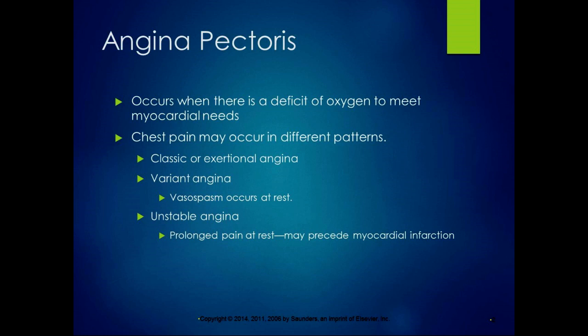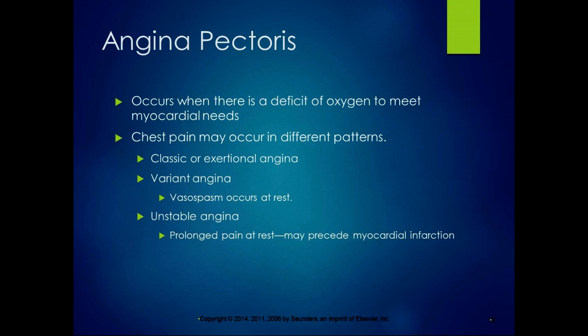Variant angina is a different type of chest pain. It's not classic exertional. This is when it happens at rest. So it's usually caused by a vasospasm. So the vascular system is spasming and you get chest pain at rest. Unstable angina usually involves prolonged pain at rest, and it may be leading up to a myocardial infarction.